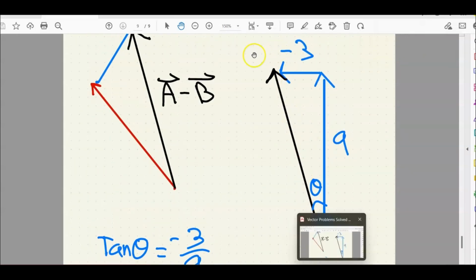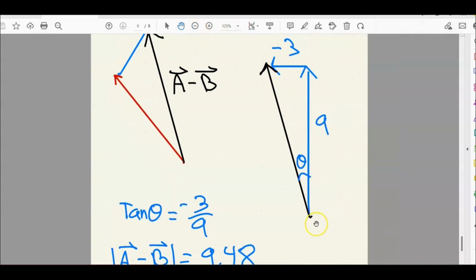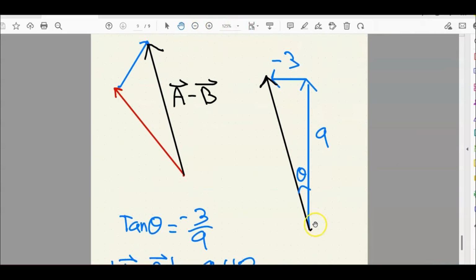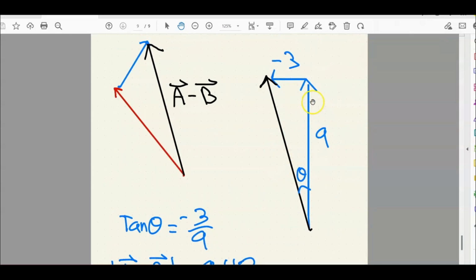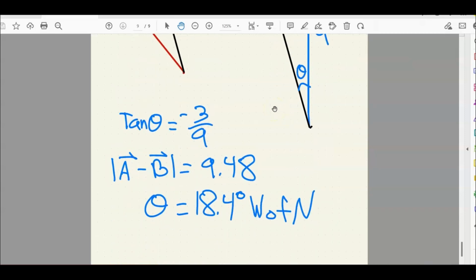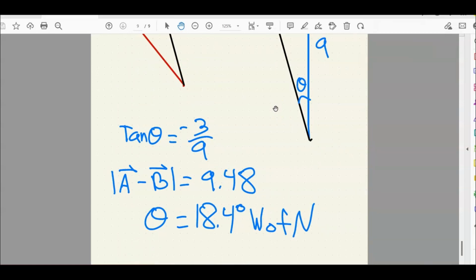So here's the vector a minus b. It moves up 9 in the y direction, and it moves over negative 3 in the x direction. This is some angle theta. Tangent of theta is negative 3 over 9. That works out to be negative 18.4 degrees. So that's 18.4 degrees west of north. You start out north, and then you move to the west. So vector a minus b in magnitude-angle form has a magnitude of 9.48, and it has an angle of 18.4 degrees west of north.